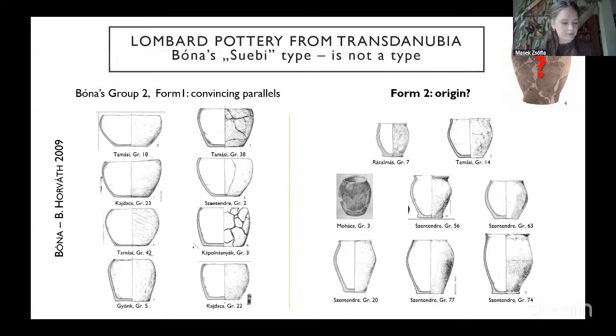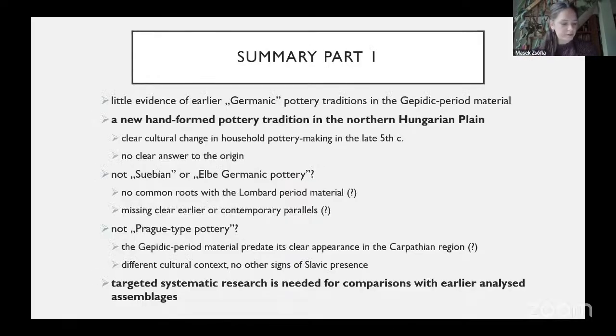Therefore, the analysis of Lombard material does not resolve our questions regarding the origin. My summary for the first part: a new type of hand-formed pottery tradition appears in the Gepidic period northern Hungarian plain, the precursors of which are unknown in the region. Its origin may shed new light on the provenance of local communities.